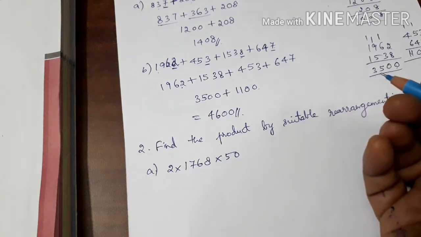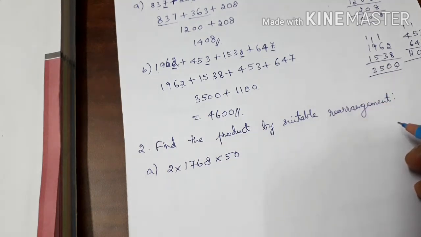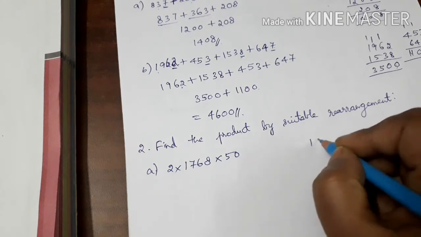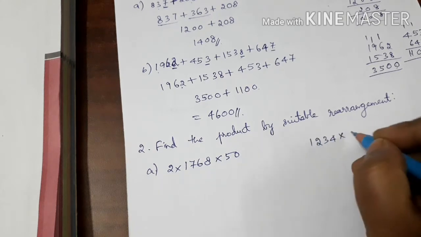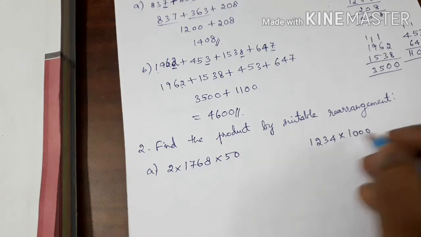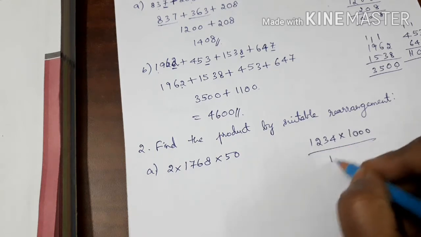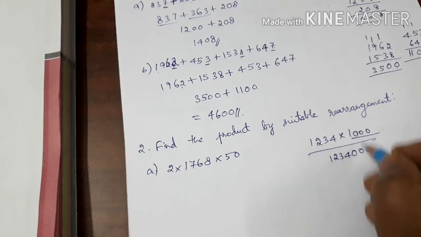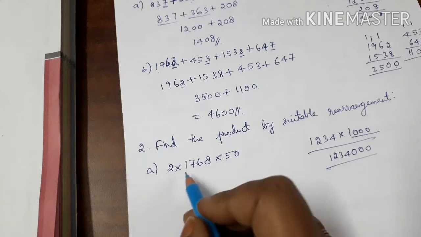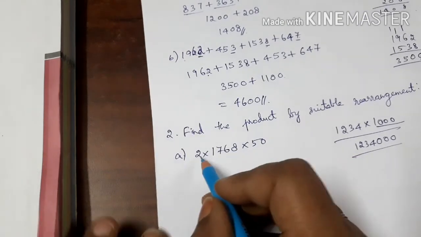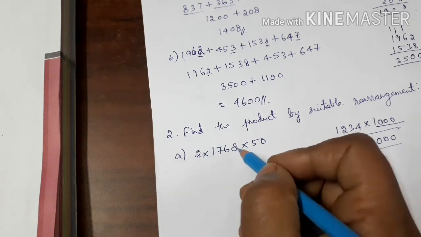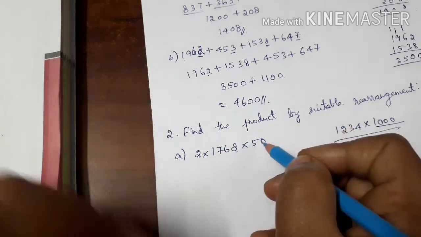If we have 0 in the ones and tens place, we can easily calculate. For example, if you use the number 1234 into 1000, we can calculate easily. That is 1234000. We just add these zeros at the end. Like that also, in this sum, if we calculate normally, we have to multiply this number 2 with this number and again 50 into 1768.